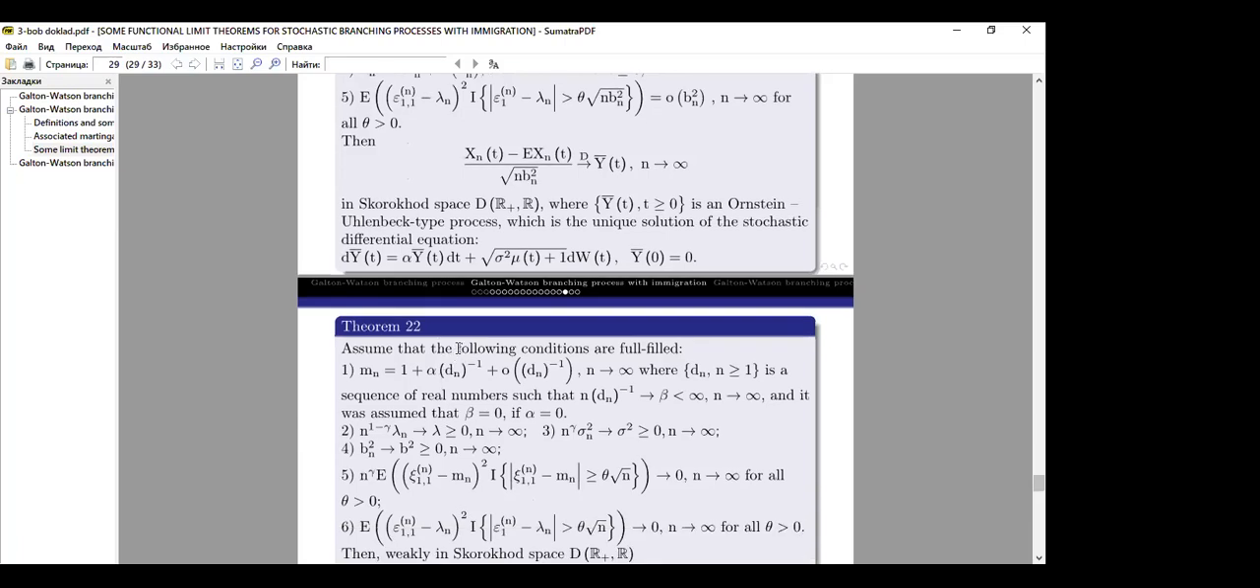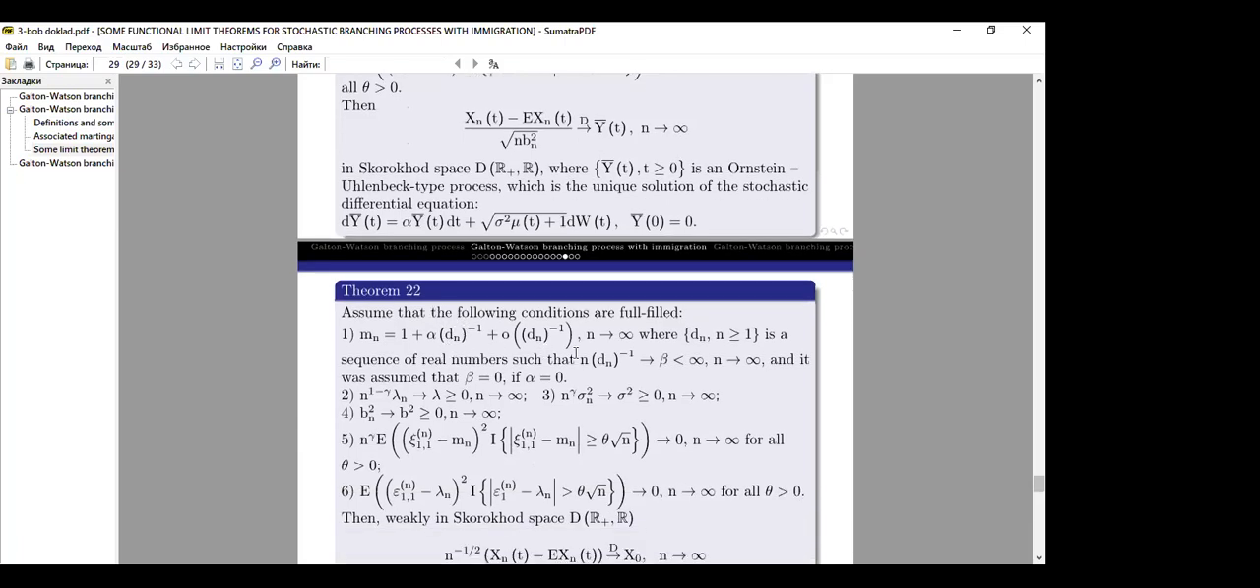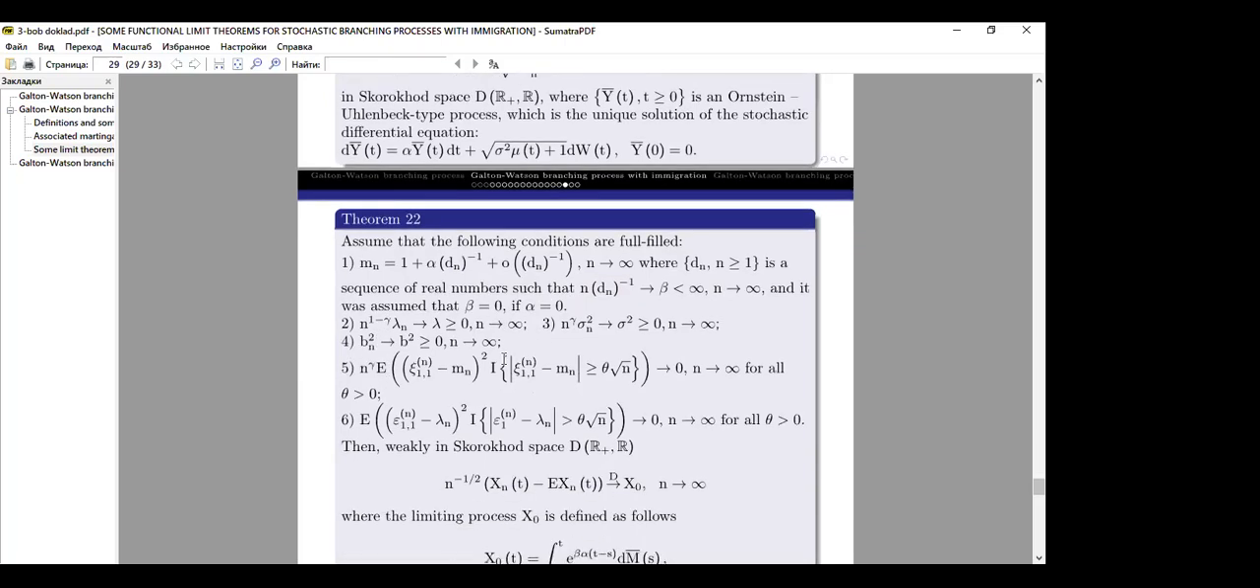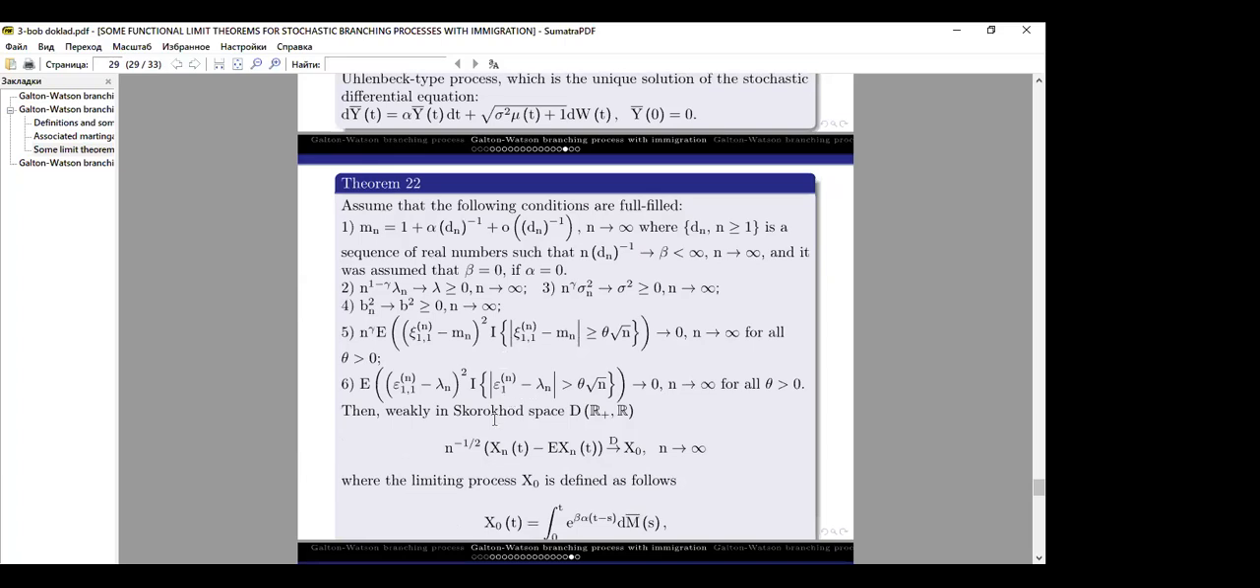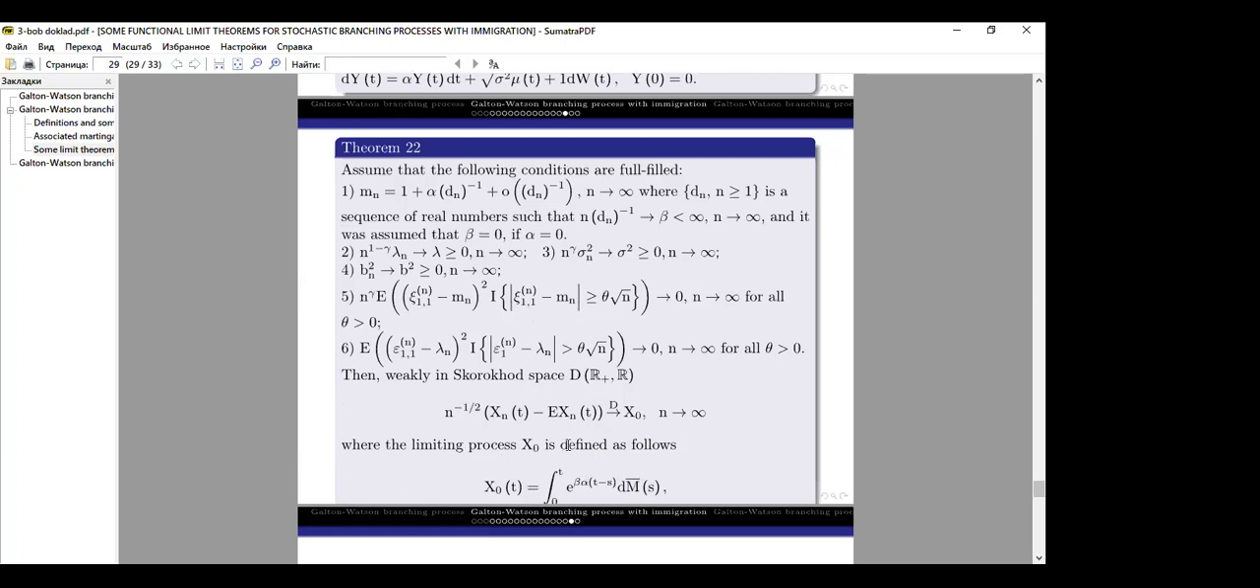I want to tell about the following theorem. This theorem was proved by Sambaev. He assumes, what will be if here we consider not n but some sequence dn, where dn is a sequence of real numbers such that with this speed, where b is finite. And it was assumed b equals zero if alpha equals zero. And with this condition, he proved that under this normalization this process converges to a limiting process, which is defined as follows.